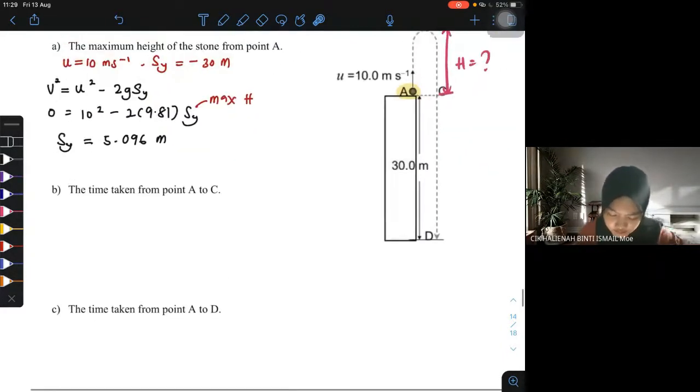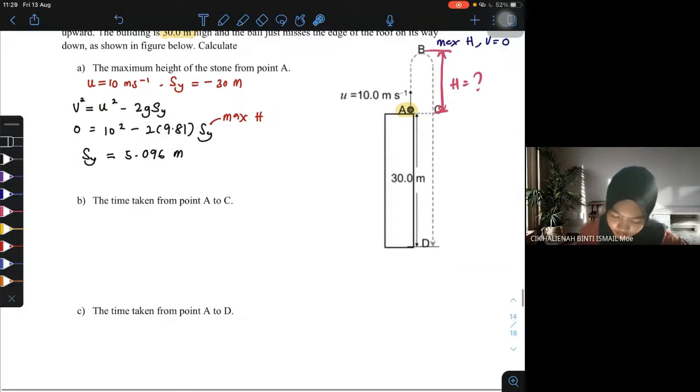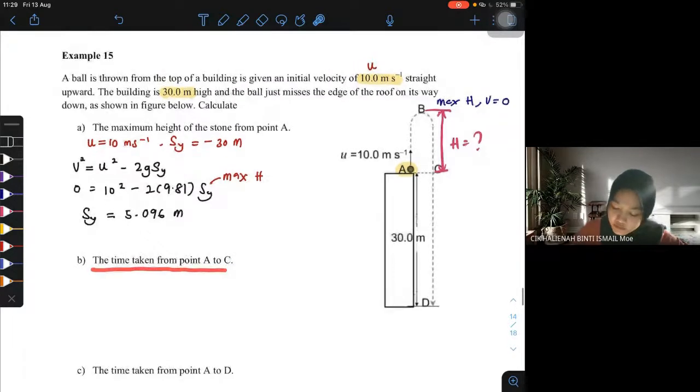Okay. So next one is calculate the time taken from point A to point C. So from point A here all the way to point C. We want to find what is the value for T. So how to find this value for T?